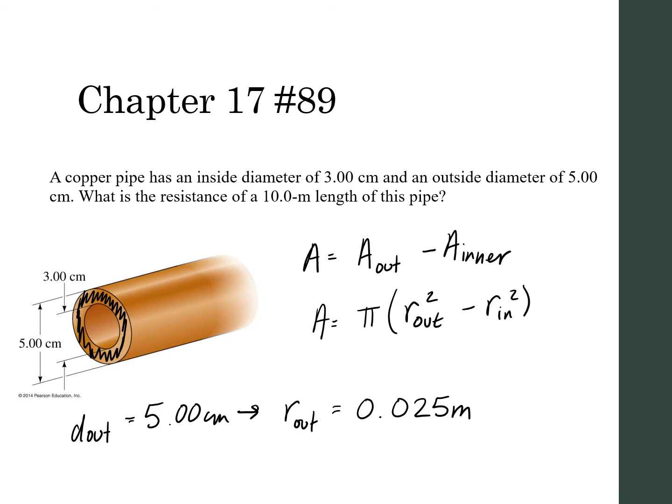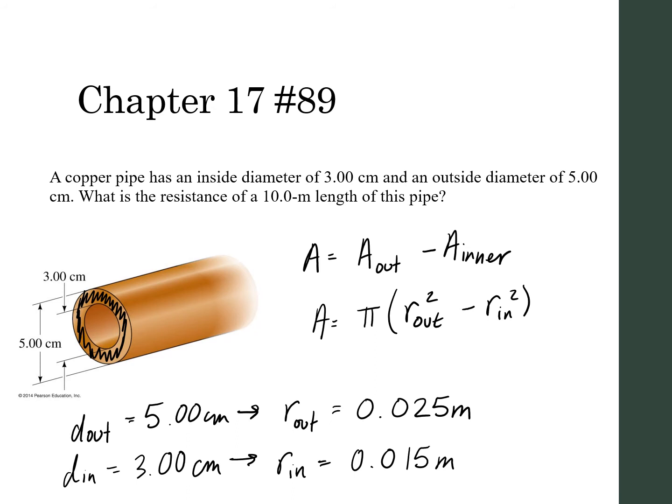We then have our diameter of the inside, which is 3.00 centimeters. So the radius of the inside, again, we need to half that and then convert to SI units. So that's going to be 0.015 meters. Now, here I've gone through and I've used the radius values.